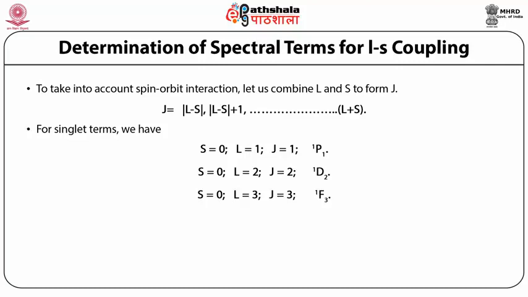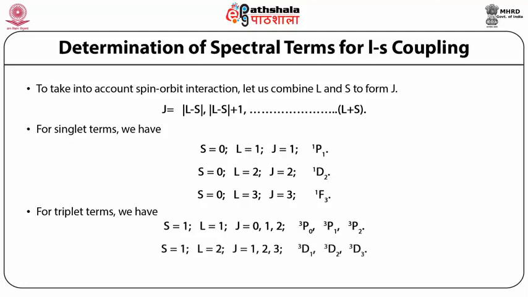And now coming to triplet terms, we have S equal to 1, L equal to 1, J equal to 0, 1, 2, which gives us 3P0, 3P1, 3P2. And S equal to 1, L equal to 2, J equal to 1, 2, 3, we get 3D1, 3D2, 3D3. Similarly, S equal to 1, L equal to 3, J equal to 2, 3, 4, we get 3F2, 3F3, 3F4.